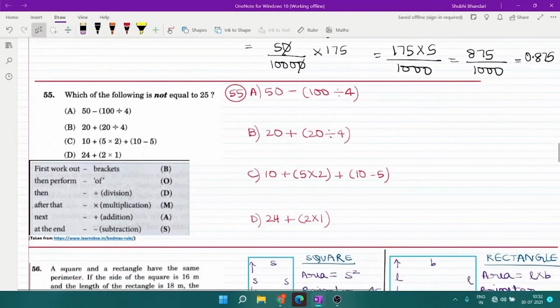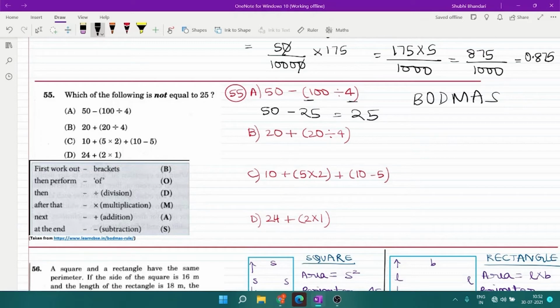Now let's move on to the 55th question. Which of the following is not equal to 25? So option A is 50 minus, in brackets, 100 divided by 4. Now again we have to apply BODMAS. BODMAS says that we have to solve the bracket first. So here we have a bracket, so let's solve this first. 100 divided by 4 is 25. So 50 minus 25 is 25. Okay, so A does give us 25.